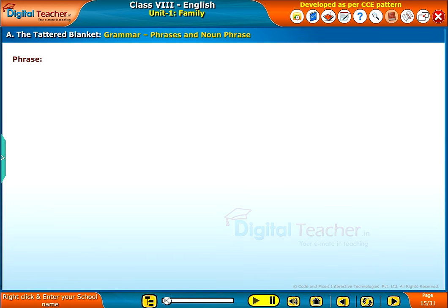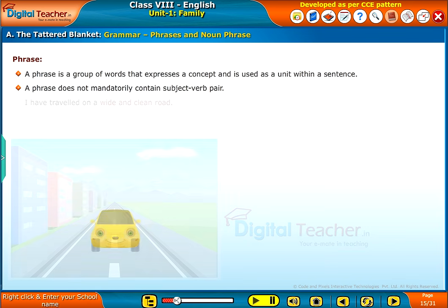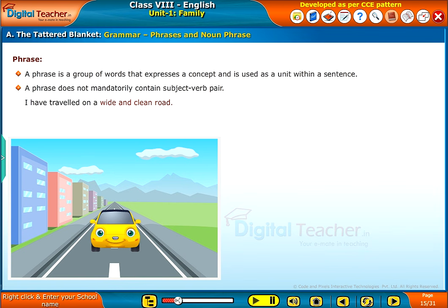Let us now learn with examples what a phrase is. A phrase is a group of words that expresses a concept and is used as a unit within a sentence. A phrase does not mandatorily contain a subject-verb pair. Observe the given sentence. I have traveled on a wide and clean road. Here, wide and clean road is a group of words which together are playing a role of a noun. So we can call them together a phrase.